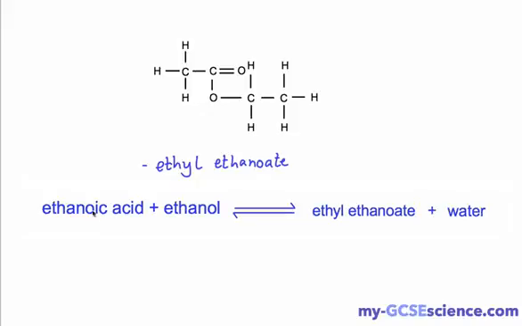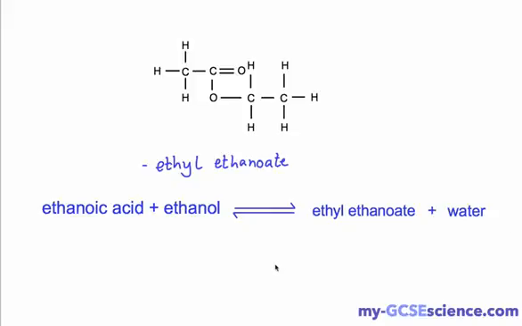But basically we've got our carboxylic acid, which is ethanoic acid, we've got our alcohol, which is ethanol, and that's what produces our ethyl ethanoate. We also get a little bit of water as well. Okay, so that's basically an overview of the esters.